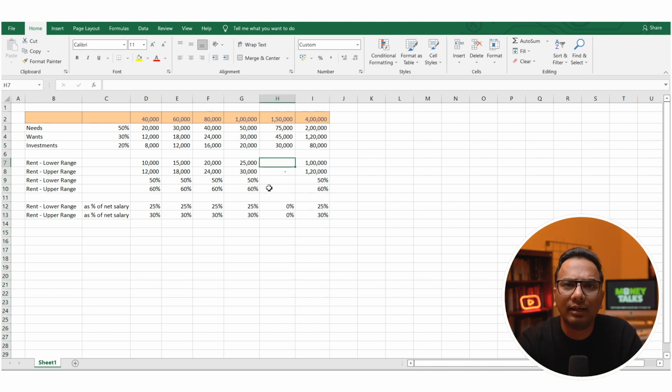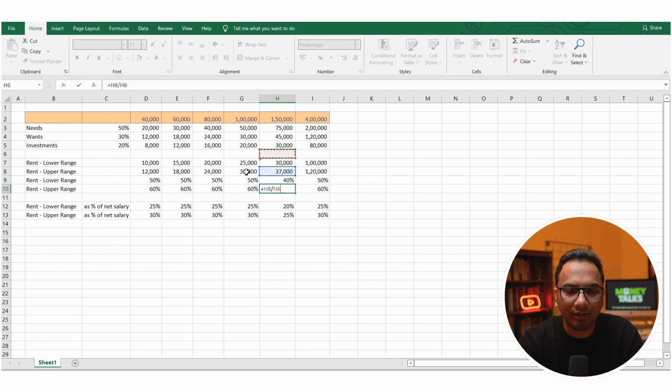For our calculation, let's say the upper limit of the previous calculation becomes our lower limit now. So 30,000 is the lower limit now. And how much do you think should be the upper limit? Let's say 37,000. So what is the percentage? 30 divided by the 75 of the needs bucket is 40%.